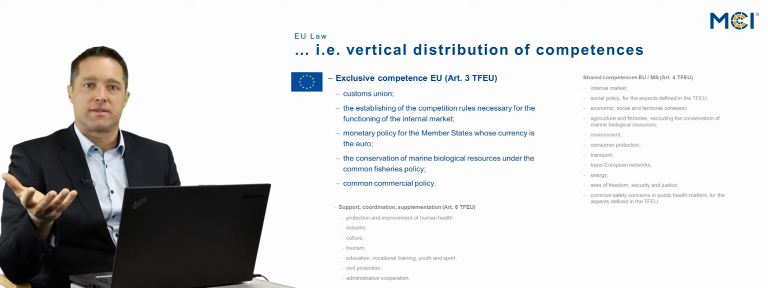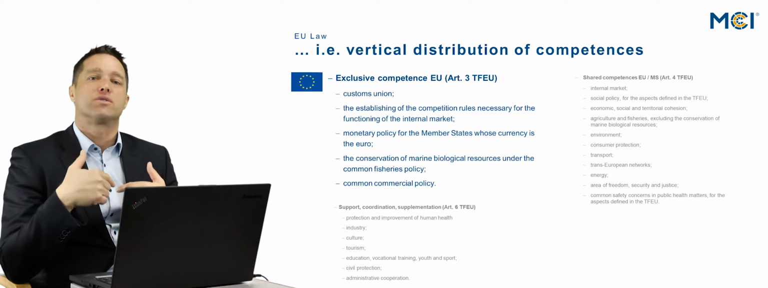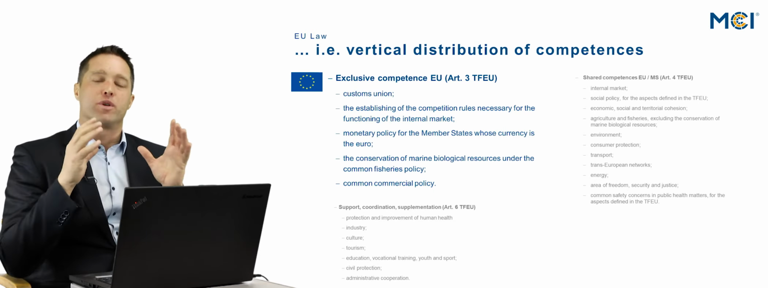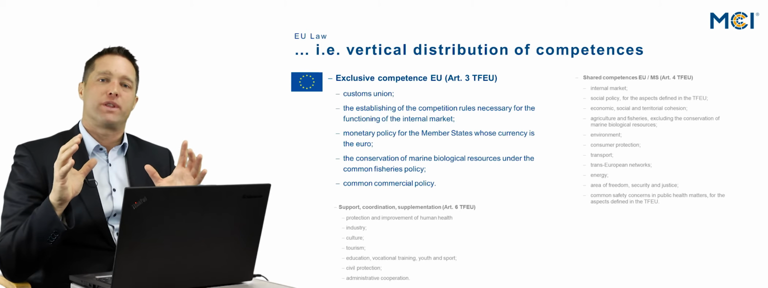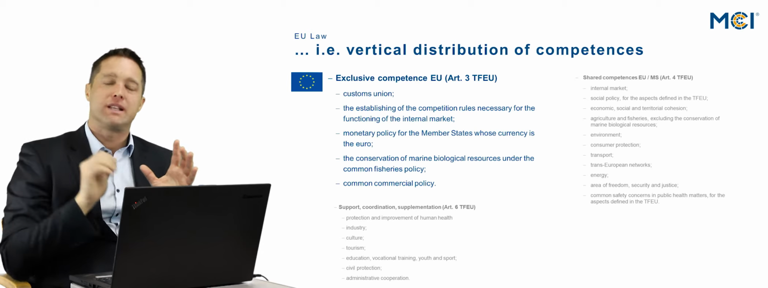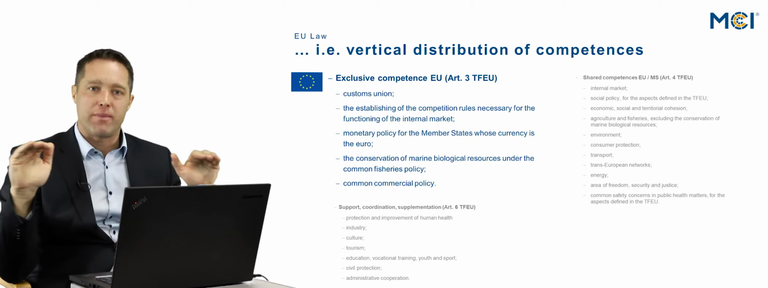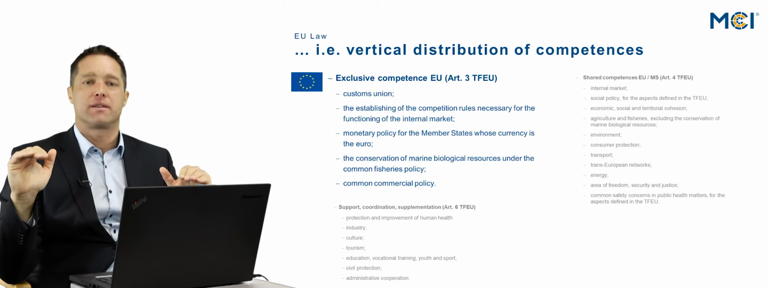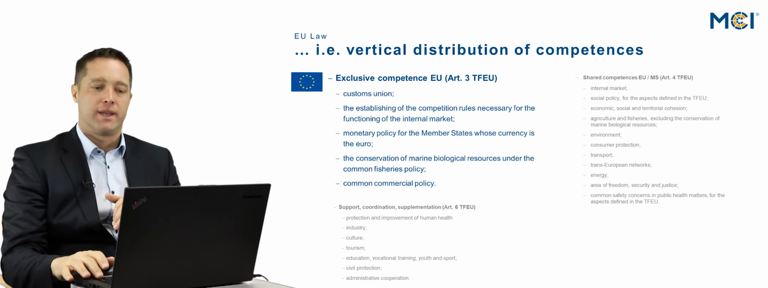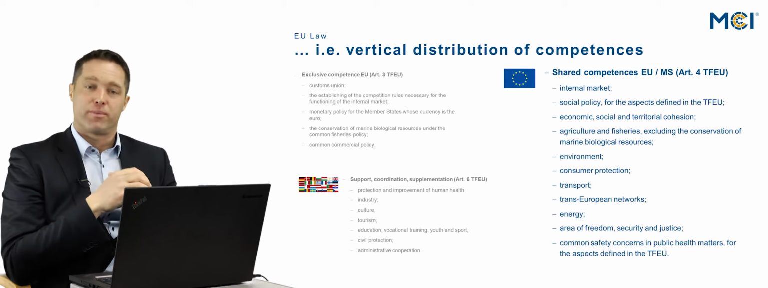That means, for instance, that Austria could not reintroduce the shilling, or Germany the Deutsche Mark, because that's not an EU competence anymore. So that's a competence which has been completely shifted to the EU level, so member states cannot regulate in this field anymore. First category. Second category, shared competences.